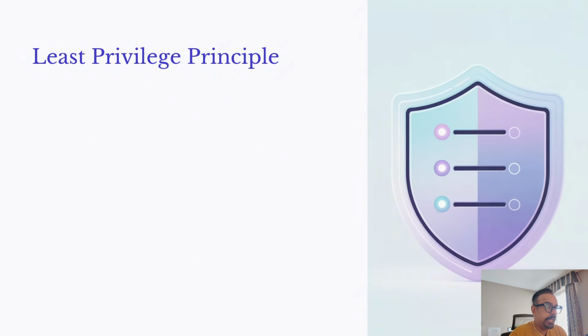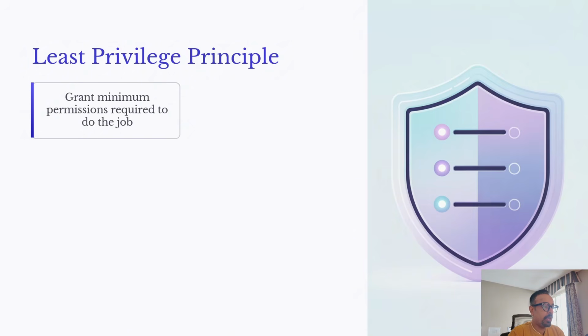Now let's understand the least privilege principle, which is the golden rule of IAM security. It's simple but powerful, and following it prevents most security incidents. Grant the minimum permissions required to do the job. Users and services should only have the specific permissions they need, nothing more than that.